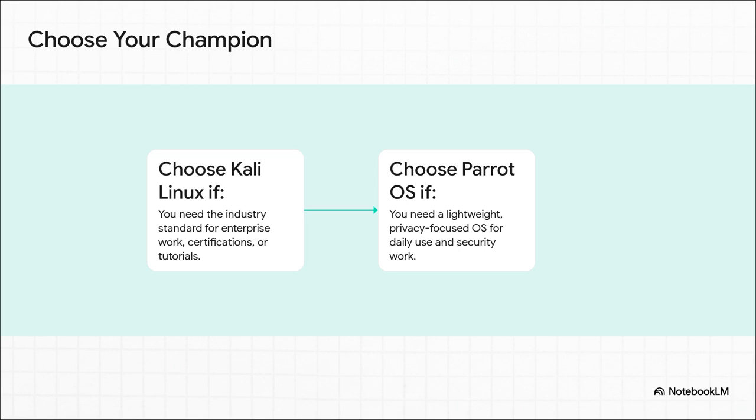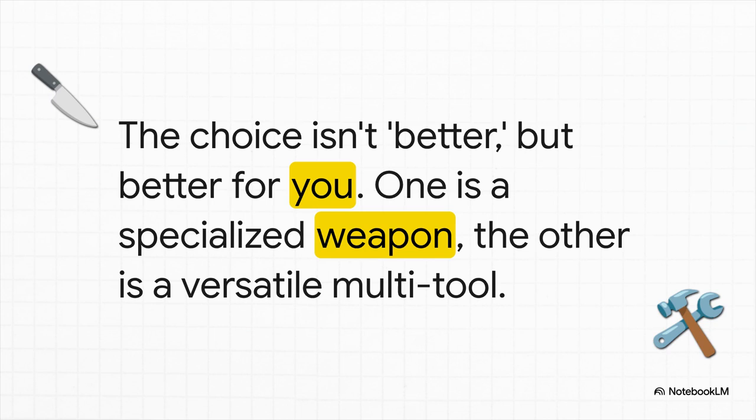However, you should definitely choose Parrot OS if you're working with older or less powerful hardware, if privacy and anonymity are your absolute top priorities, or if you just want one single operating system that can handle both your security work and your daily tasks, like coding and writing reports. Ultimately, this isn't a simple case of one being better than the other. It's really about a difference in purpose.